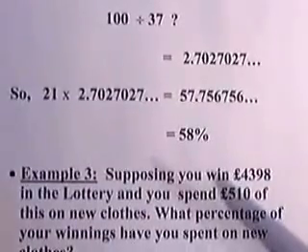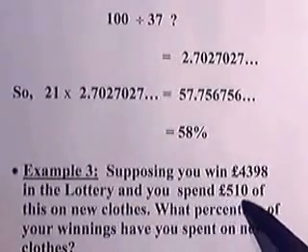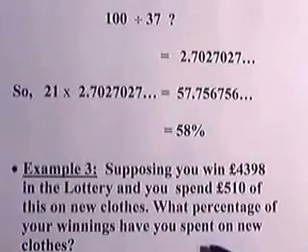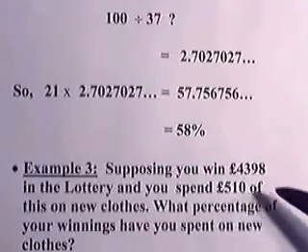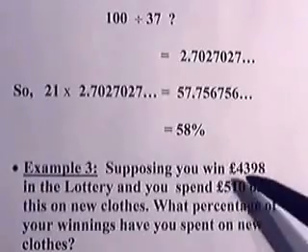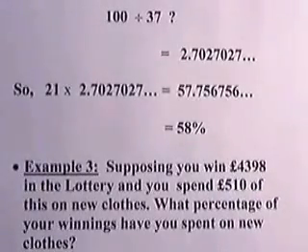Okay, let's look at example 3. It says here, supposing you win £4,398 in the lottery and you spend £510 of this on new clothes. What percentage of your winnings have you spent on new clothes? Well, this is much different from the last one because the numbers are now no longer very convenient, and so we will have to use the calculator.